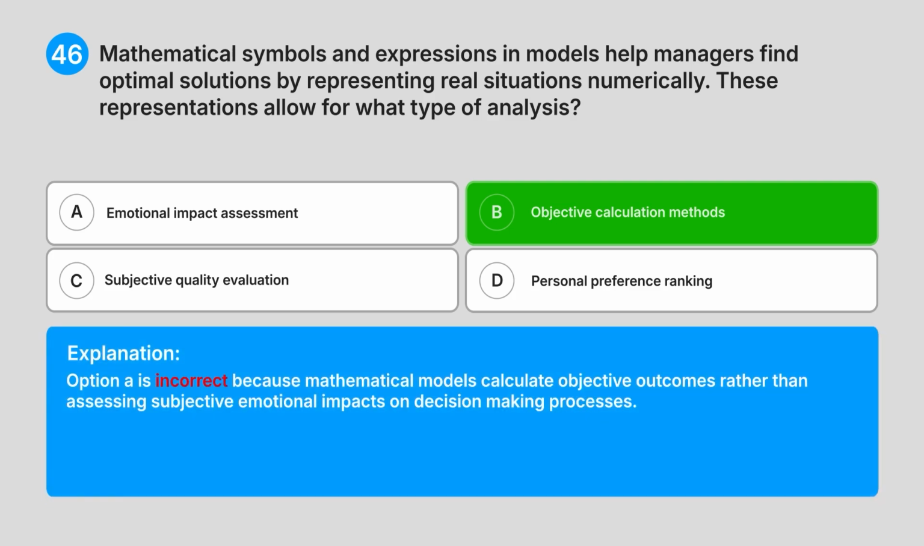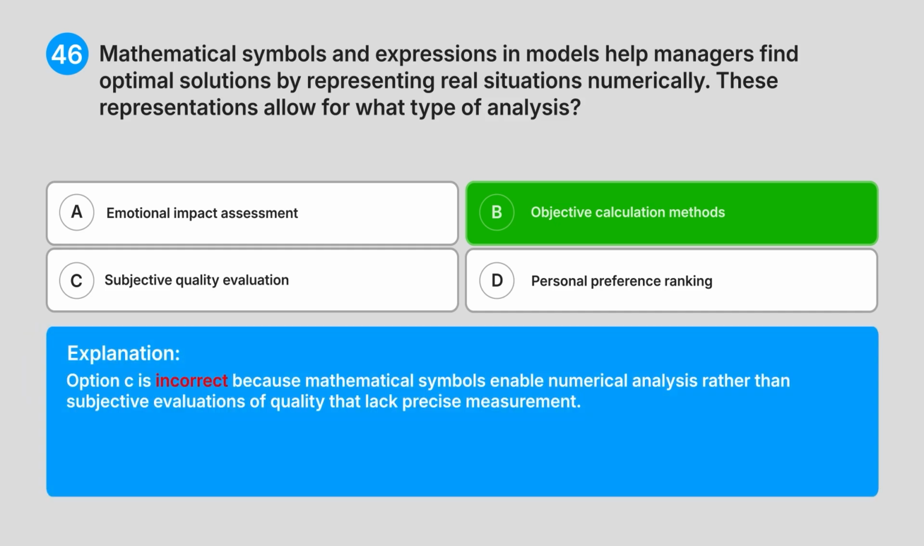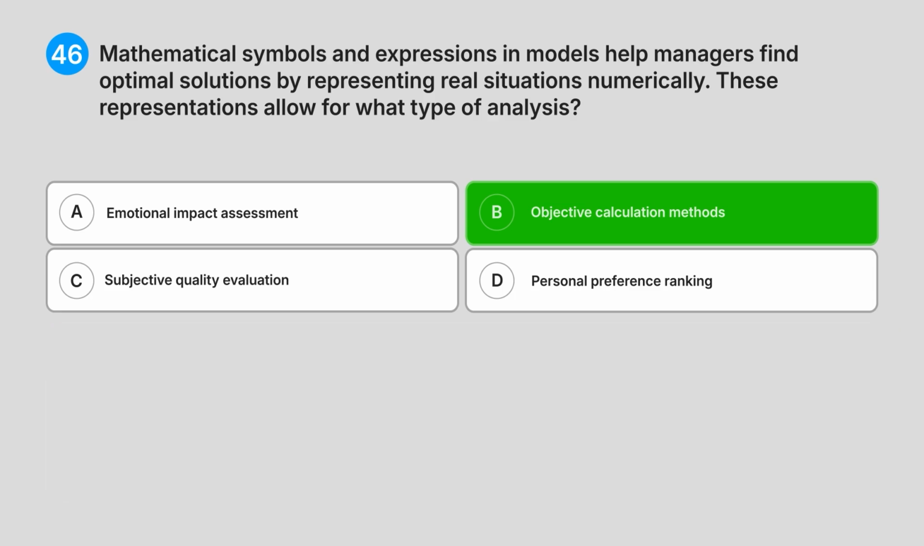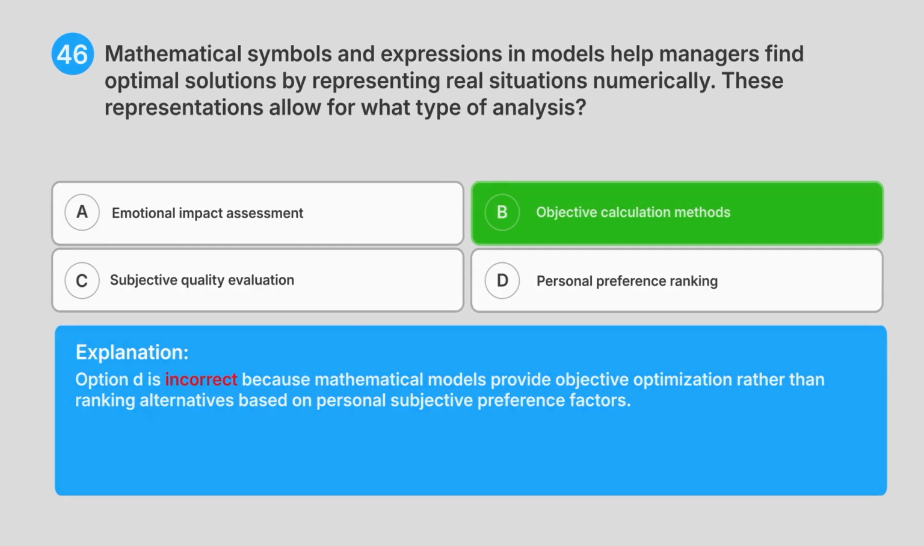Option A is incorrect because mathematical models calculate objective outcomes rather than assessing subjective emotional impacts on decision-making processes. Option C is incorrect because mathematical symbols enable numerical analysis rather than subjective evaluations of quality that lack precise measurement. Option D is incorrect because mathematical models provide objective optimization rather than ranking alternatives based on personal subjective preference factors.